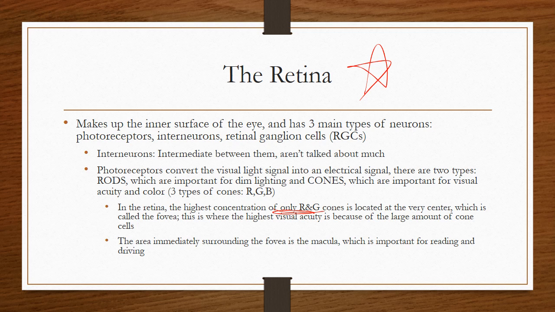And then the area immediately surrounding the fovea is called the macula. This is important for reading and driving. If you've ever heard of macular degeneration, which I'll just write right here, macular degeneration, this is a disorder that's seen in older people, where they lose the photoreceptors within the macula, so they're not as good at some of these things.